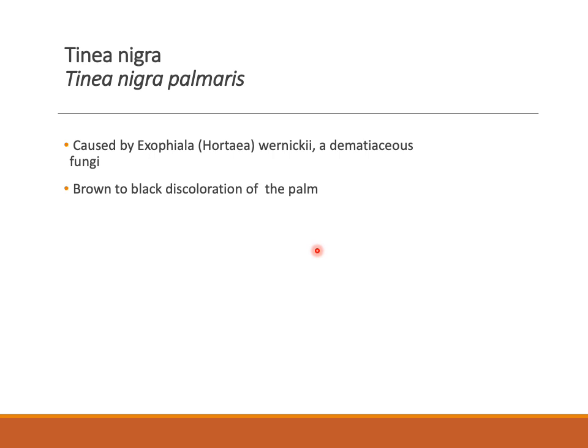Okay, the next infection is tinea nigra, also known as tinea nigra palmaris, because it is found on the palms of the hands. The etiologic agent is Exophiala or Hortaea werneckii. It is a dematiaceous fungus. How did we define dematiaceous again? Dematiaceous fungi are fungi that produce melanin-like pigment. Do you remember? Therefore, the fungal structures are dark in color. They also produce dark colonies, and even the lesions are dark in color.